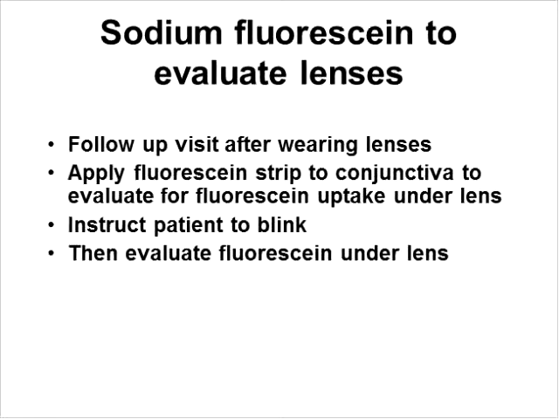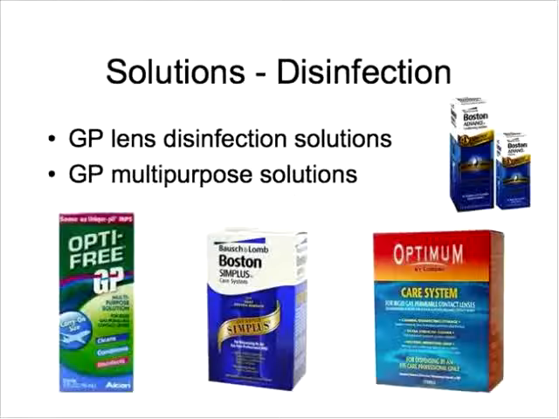After a patient has been wearing lenses over time and seeing them on the follow-up visit, apply the fluorescein strip to the conjunctiva to see how much fluorescein uptake is taken under the lens. Instruct the patient to blink and then evaluate the fluorescein under the lens. This is helpful to look at the peripheral curve system too, to see if fluorescein is readily taken up under the lens.